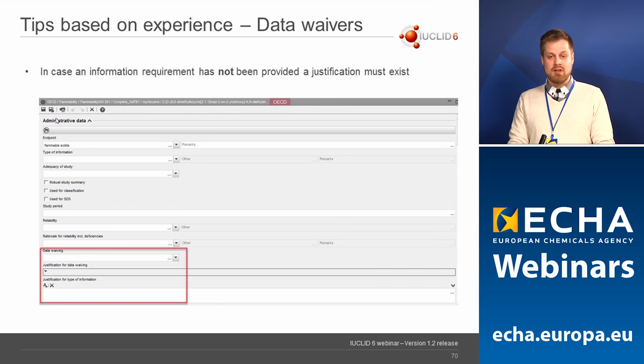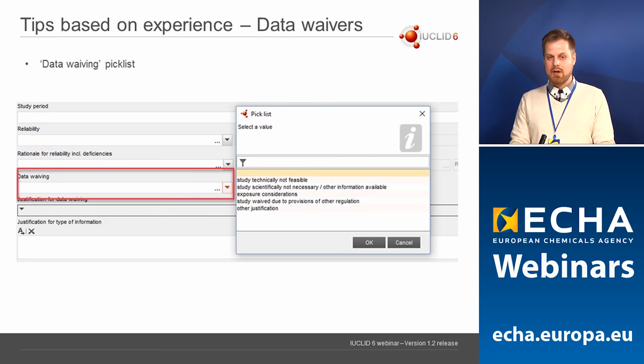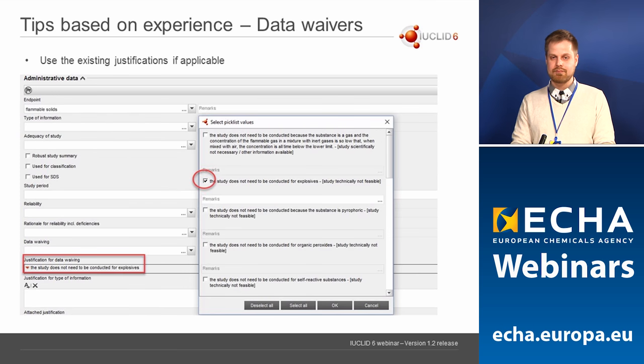In case, however, an information requirement has not been provided, a justification must exist, which means that the following three fields should be filled accordingly: data waiving, justification for data waiving, and justification for type of information. How to fill them? By selecting the data waiving pick list and selecting the appropriate selection that applies to your substance.